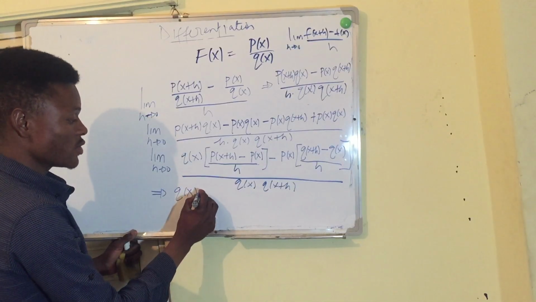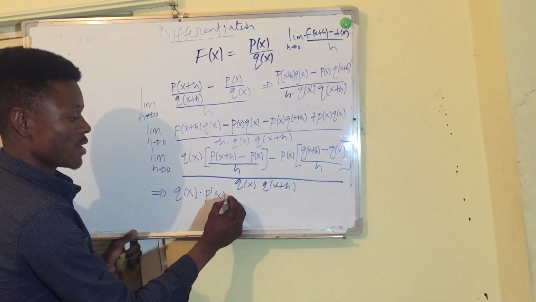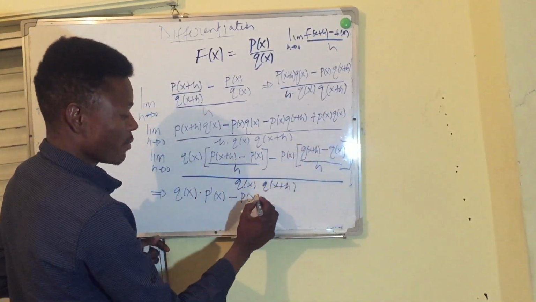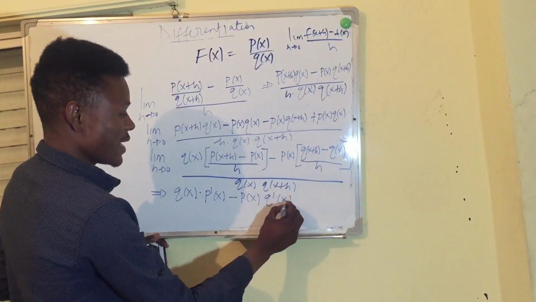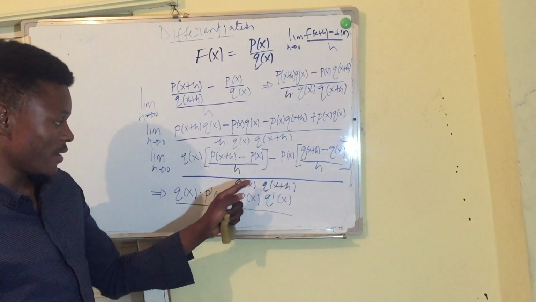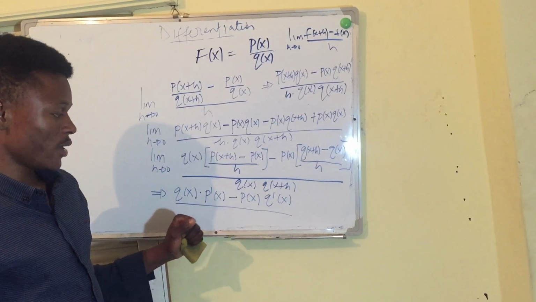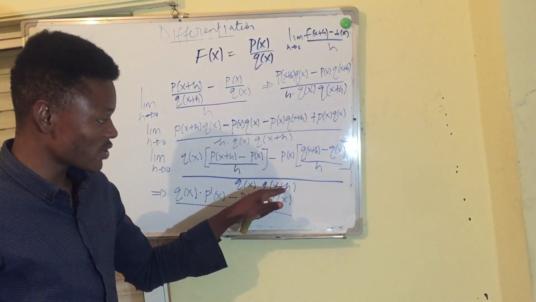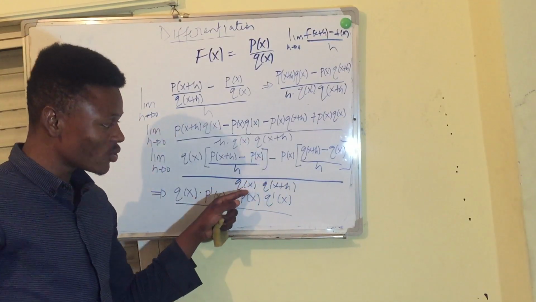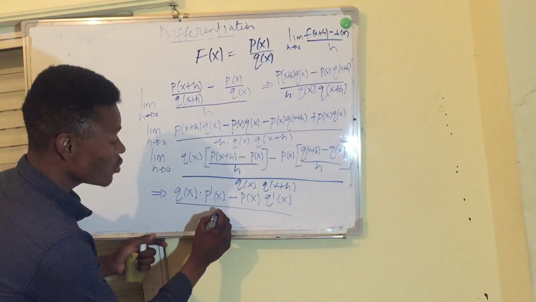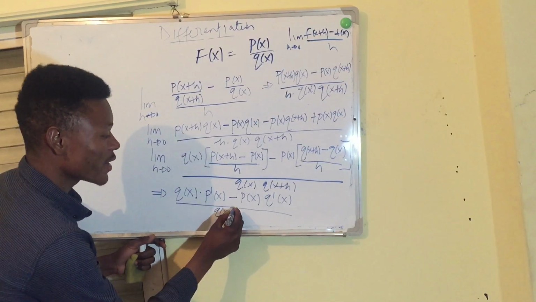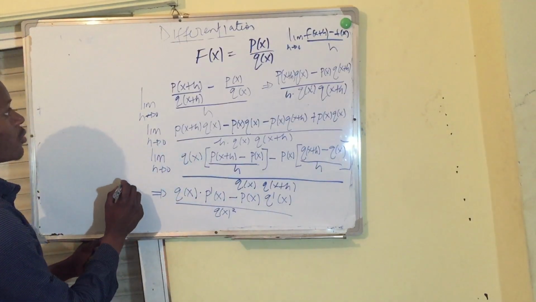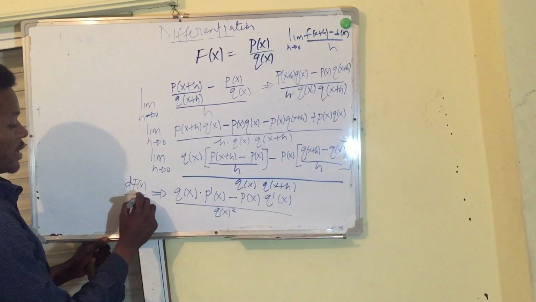So muna da q of x times p prime of x minus p of x times what? Q prime of x. Anan kasa, if we apply the limit, muna da q of x, okay? In muka apply limit h equals to 0 anan, zai kasance x plus 0, which is x. So q of x da kuma q of x. Q of x times q of x, q of x squared. So this is q of x squared. Wannan nuna cewa mun gama. Wannan shine derivative ɗinmu df of x dx.